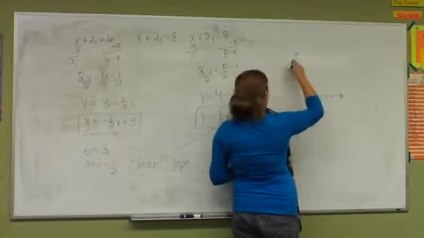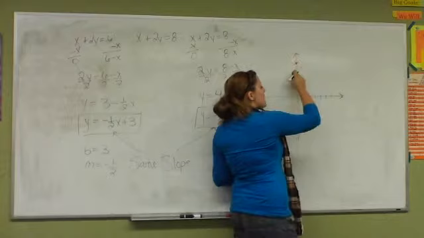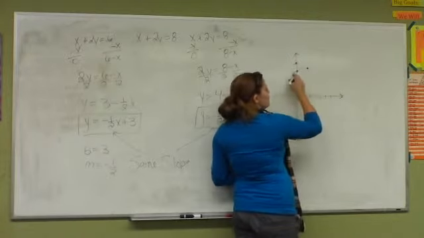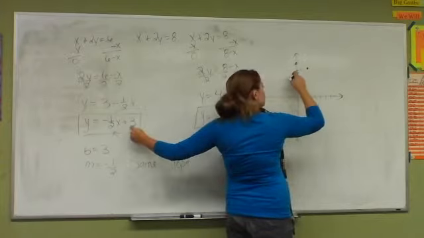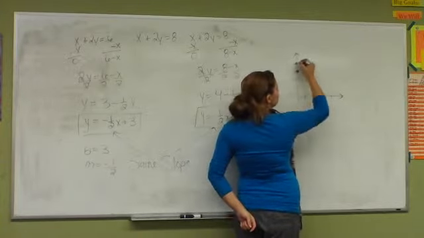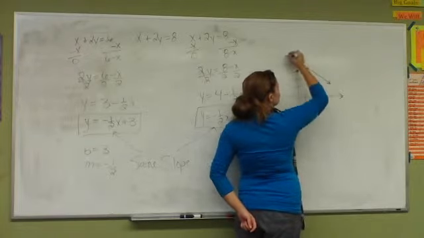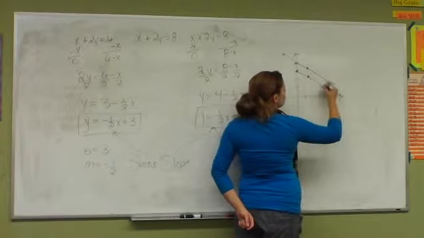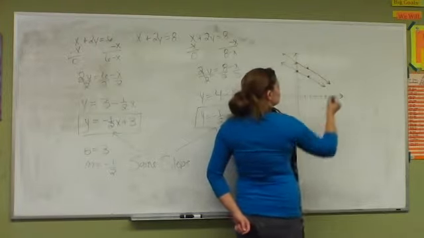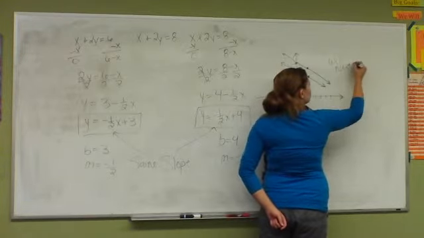So I'm going to start from my 4. So this one right here. I'm going to go down 1, to the right 2. Now if I start from my 3, down 1, to the right 2. You said positive 3. Go down 1 over 2. Down 1 over 1, 2. Right here. They're parallel.